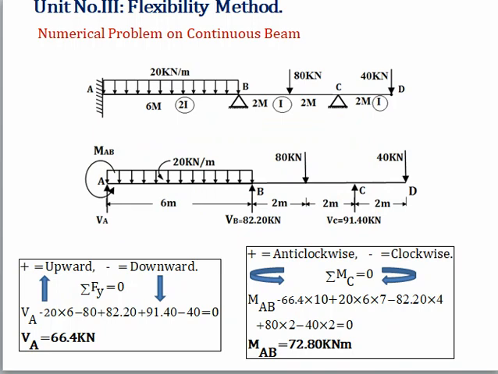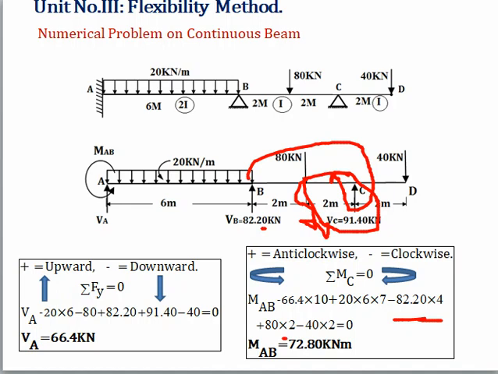Then the next force is the reaction at B. This reaction will rotate about C in a clockwise direction, so minus 82.20 into lever arm 2 plus 2, 4. Then the next is the point load that rotates about C in an anticlockwise direction, so plus 80 into 2, where 2 is the lever arm. The last one is the point load 40, which rotates about C in a clockwise direction, so minus 40 into 2, the lever arm, is equal to 0. By solving we have MAB equal to 72.80 kilonewton meter. So by using the equilibrium equations, we have found the other two unknowns.